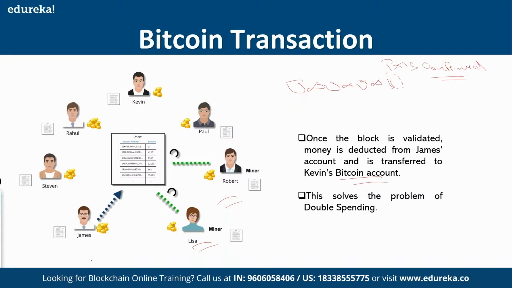Once it is confirmed, you will see that the money will be credited from James to Kevin, the 500 Bitcoins which we were discussing. That will be sent immediately, and this is solving the problem of double spending. As you know that miners are validating everything appropriately, there is no chance of double spending happening over here.